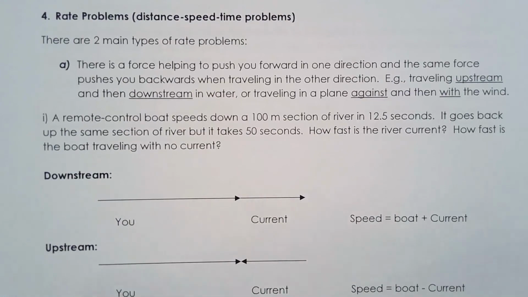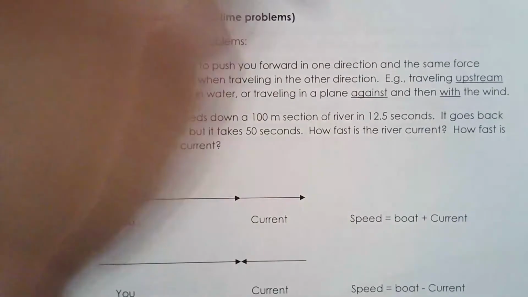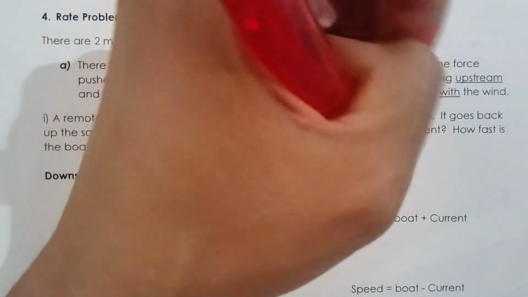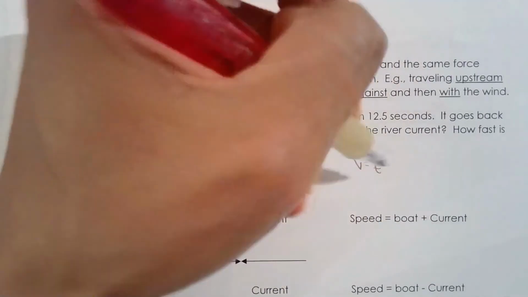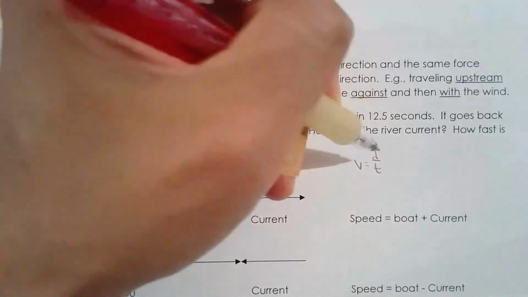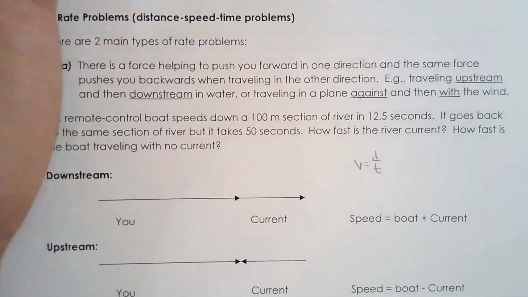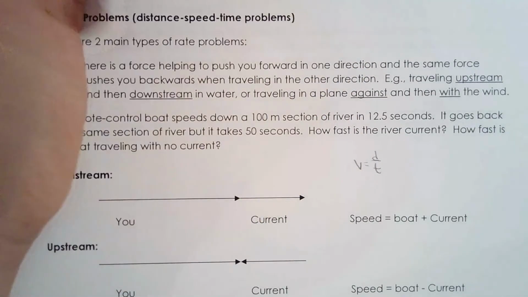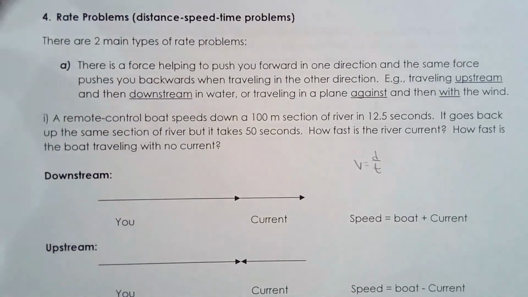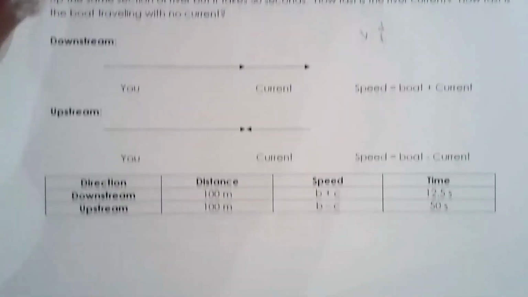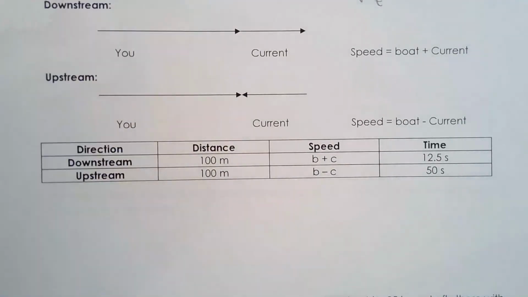Okay, so one thing before we do these rate problems, you have to remember what you learned in grade 9. Speed equals distance over time, okay? V equals d over t. So that is very important. And of course, any arrangement of this will be useful. So for example, distance is speed times time. Or you can say time is distance over speed. Okay, so once again, we have a table here.